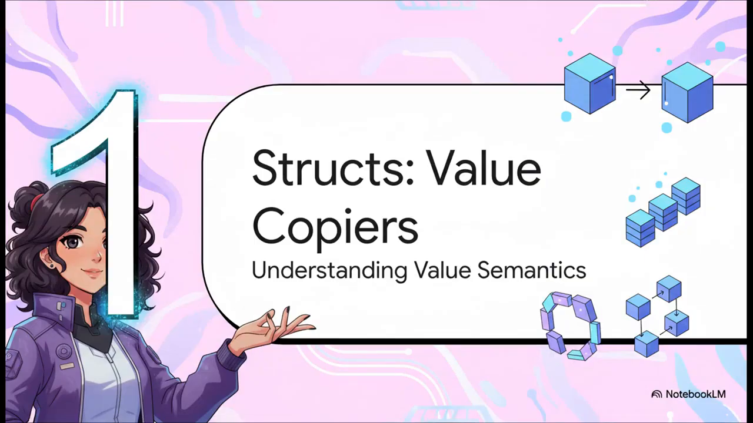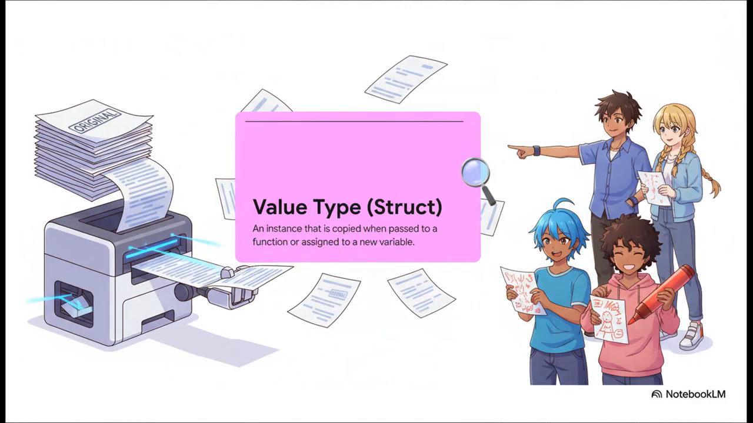Okay, so to really get into this, let's start with our first contender, the struct. Now, at their very core, structs are what we call value types, and that's because they operate on something called value semantics. But what on earth does that actually mean when you're staring at your code? It's actually pretty simple. It just means that whenever you pass a struct around, whether it's to a function or you're assigning it to a new variable, you're not passing the original. Nope. You are passing a complete, brand new, independent copy.